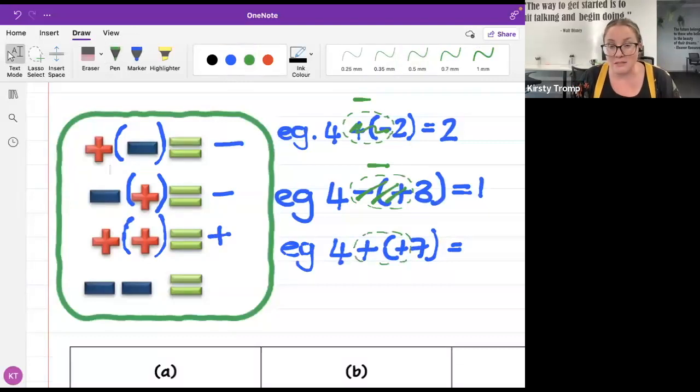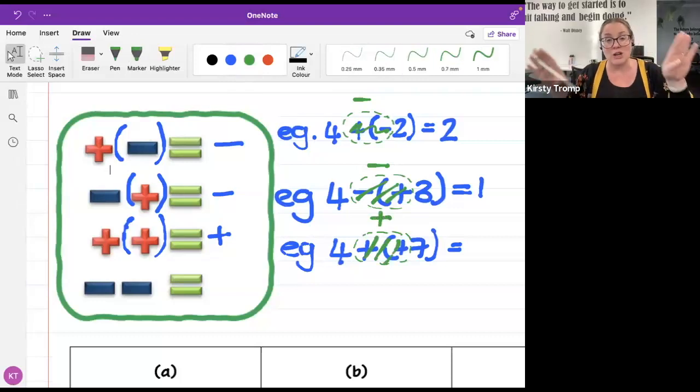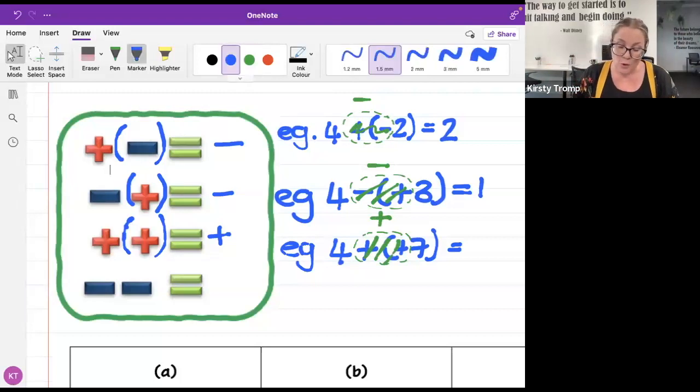Because I have a positive sign and a positive sign next to each other, what's going to happen? Those are going to cross each other out, and a positive sign next to a positive sign is going to give me a positive sign. So when the two signs are the same, I'm going to be left with a positive. And 4 plus 7 is going to give me 11.